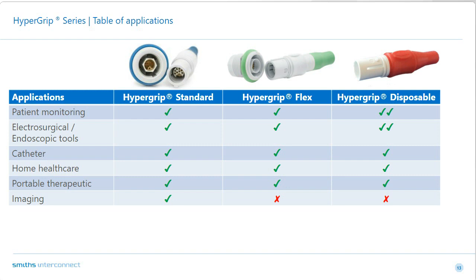Home healthcare and portable therapeutics both have an even split, with the disposable being used for single patient applications, patches, monitors, etc., and the standard being used for devices or device-to-device connections or device-to-power. The mid-range is also usable here where cost is a concern and cycle life is lower, since it's a device that goes into the field that may break, again, due to being handled by the patient.